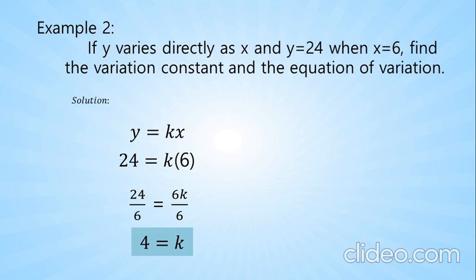Now, to find the equation, again, we translate "y varies directly as x" into an equation. So we have y is equal to kx. But this time, we substitute 4 in place of k, and therefore, we will have y is equal to 4x as the equation of variation.